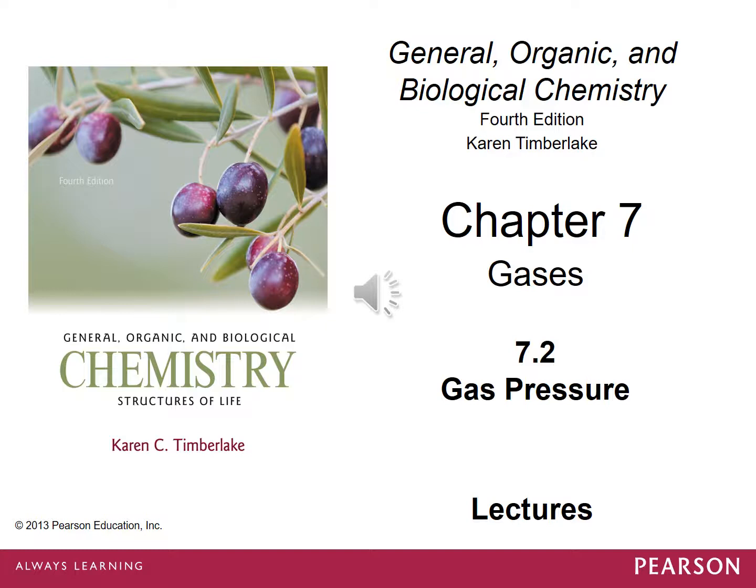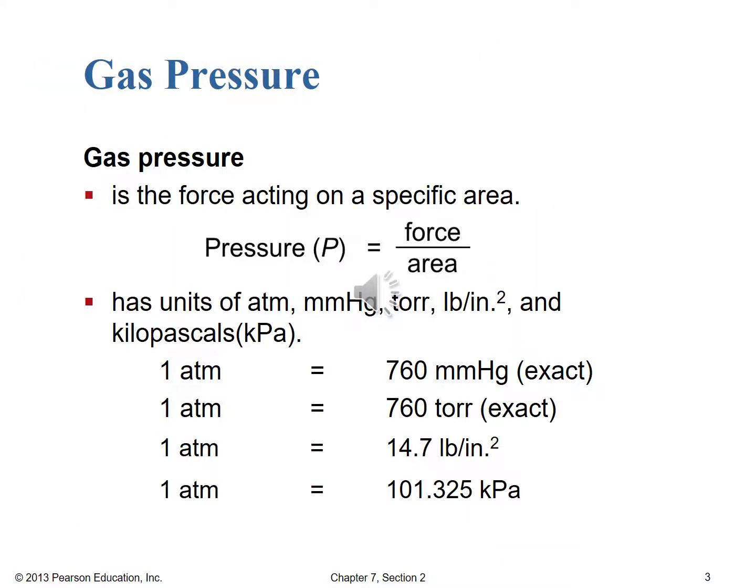When we talk about gas pressure, we're usually talking about the container as that area that the gas exerts its pressure against. So as we see here, gas pressure is the force acting on a specific area. So pressure, capital P, is equal to force per unit area. And therefore, we have a number of different combined units to give that. So atm, or millimeters of mercury, or torr are common ones.